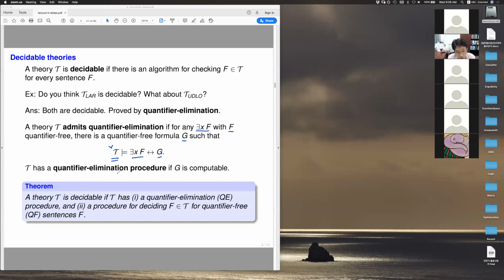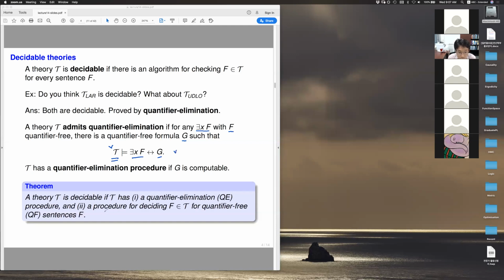And we said there is a quantifier elimination procedure if this G can be computed from this existentially quantified formula. One reason we care about quantifier elimination is because it allows us to have a proof of decidability, or an algorithm, because of the theorem that we talked about last time. That theorem said the theory T is decidable if it satisfies two conditions. The first: it has a quantifier elimination procedure, a subroutine which takes exists x. f and returns g in this sense.